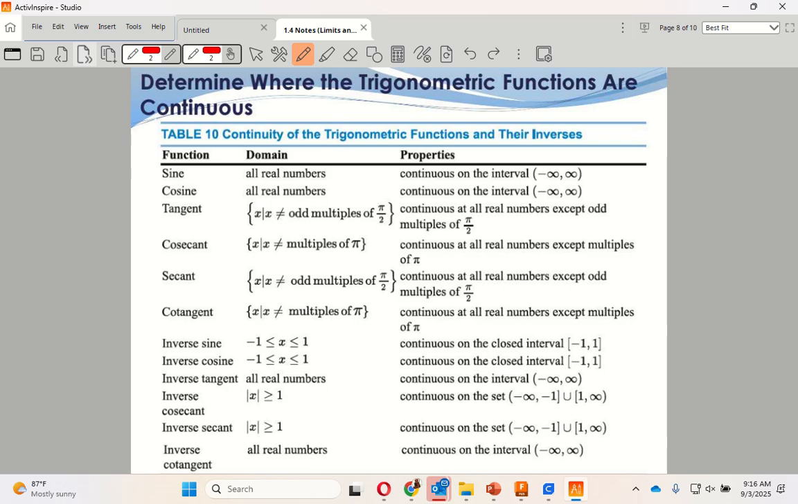Secant. What does secant represent? 1 over cosine. Again, so back to wherever my cosine is going to be equal to 0. Cotangent is the reciprocal of tangent, so that means that it's going to be everywhere that the y value is going to be equal to 0. That goes back to this one right here. Y value equals 0 at pi, at 2 pi, 3 pi, such as that.